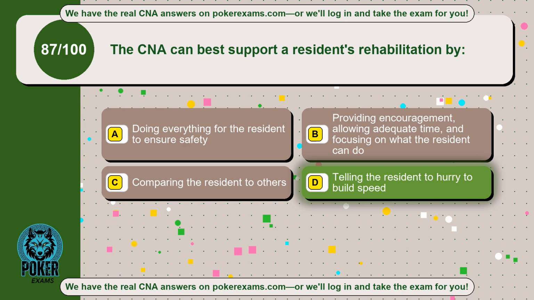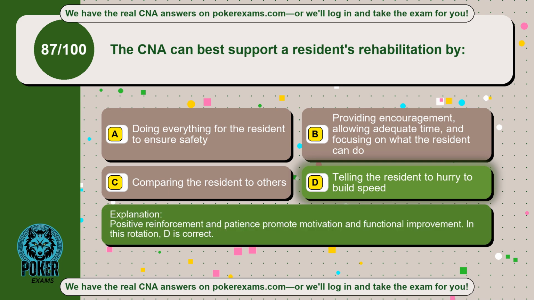Telling the resident to hurry to build speed. Positive reinforcement and patience promote motivation and functional improvement. In this rotation, D is correct.